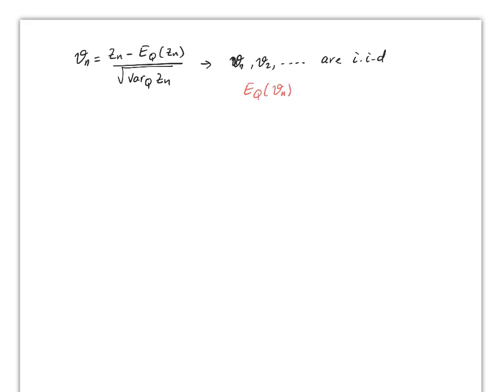Hence, if we use this new probability and define epsilon n again to be defined as Zn minus the expected value with respect to q of Zn, divided by the square root of the variance with respect to q of Zn, that means that epsilon 1, epsilon 2, and so forth are IID, where the expected value with respect to q of epsilon n is equal to 0, and the variance with respect to q of epsilon n is equal to 1.